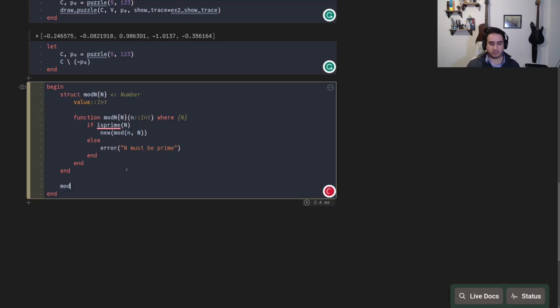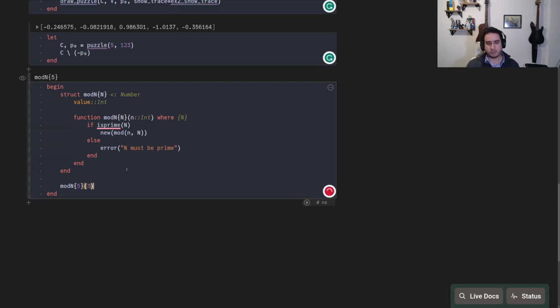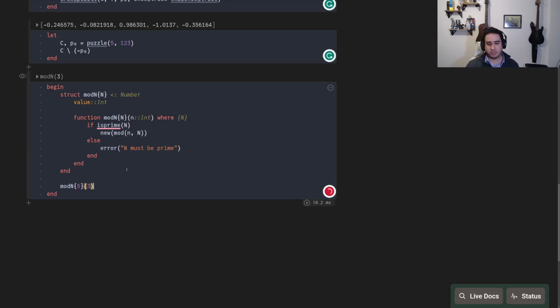So here are some examples. Mod n 5, this is the structure. If I call it with number 3, it's just number 3. If I call it with number 7, it's number 2. If I call it with number minus 1, it's number 4. Okay, that's the basics of it.